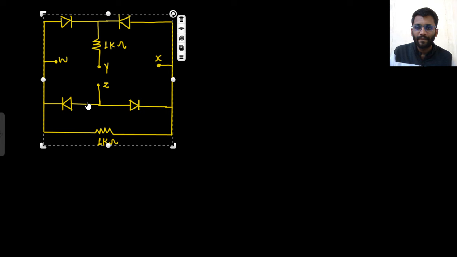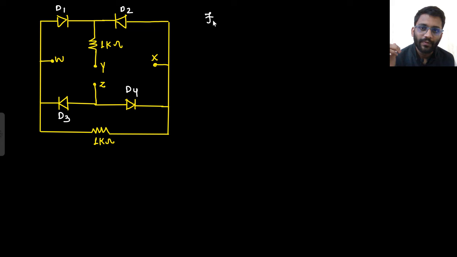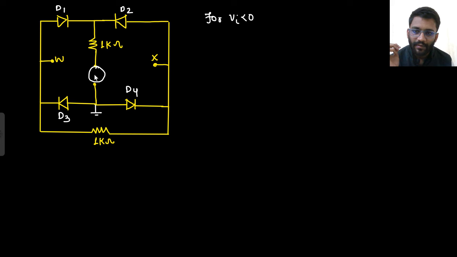For Vin less than 0. What do you think? What will happen in the circuit? This was our ground. Here we had the battery. 1000 sin omega t. In this analysis, all diodes will be turned on.